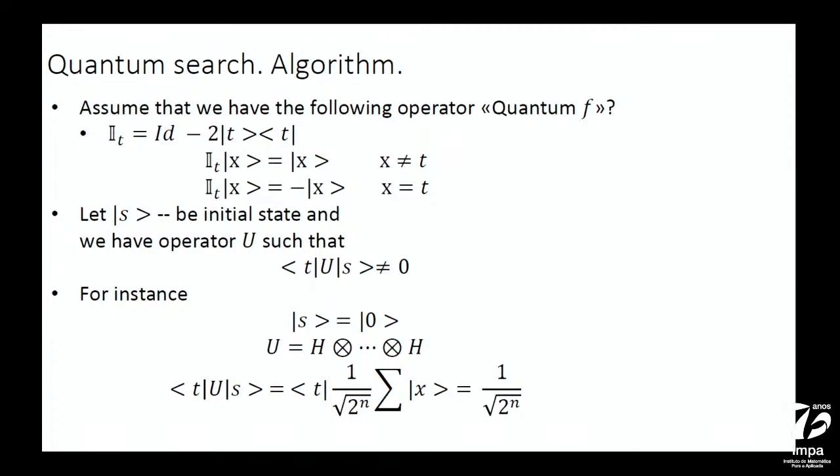Because if t is equal to x, then this scalar product is 1, and we have this normalized coefficient. And if t is not equal to x, then the scalar product is 0, because they are orthogonal. Yes, so this is the value there.